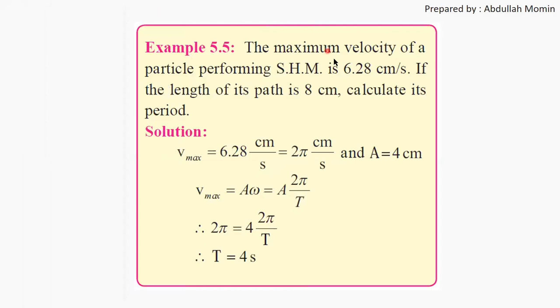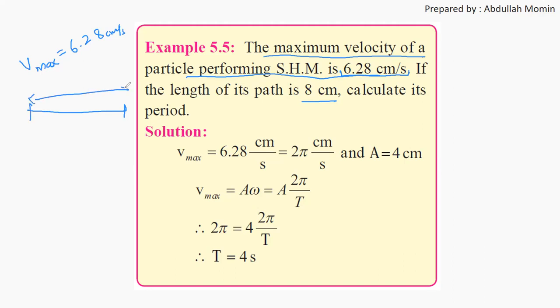Next numerical, that is the fifth one: the maximum velocity of a particle performing SHM is 6.28. Maximum velocity means v max is given, that is 6.28 centimeter per second. If the length of its path is 8 centimeter, that is the total path length, then we will say that the amplitude is 4 centimeter. Calculate its time period. We are supposed to calculate the time period.